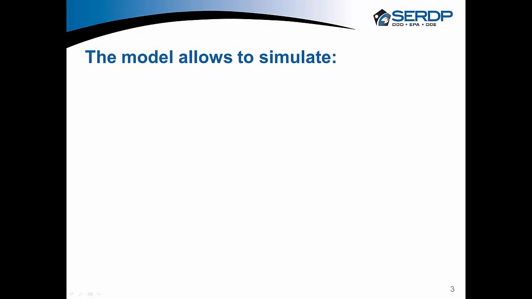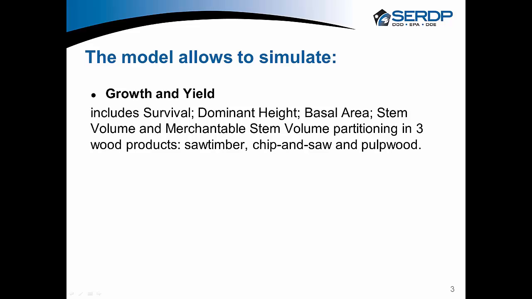This model allows the user to simulate stand dynamics of planted longleaf pine forests under different management scenarios. The model allows you to simulate two main areas: growth and yield and carbon balance. The growth and yield part, which includes survival, dominant height, basal area, stem volume, and merchantable stem volume, partitioned into three wood products: saw timber, chip and saw, and pulpwood. As part of the growth and yield model, pine straw production can also be simulated.